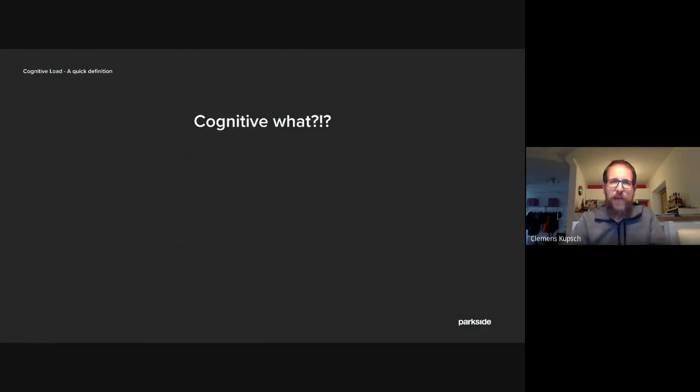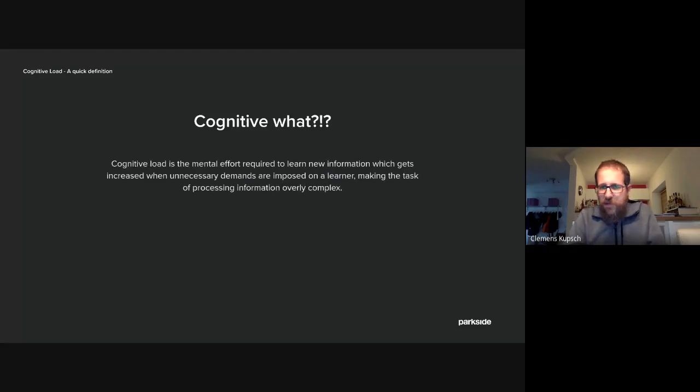So let's come up with a more formal definition first. Cognitive load is the mental effort required to learn new information, which gets increased when unnecessary demands are imposed on a learner, making the task of processing information overly complex. Or, simply put, it's the amount of info we bombard our mental processing system with at a given time. And even if the simple version is easier to grasp, we already have some interesting keywords here in the formal version. We want to stick to that for a second.